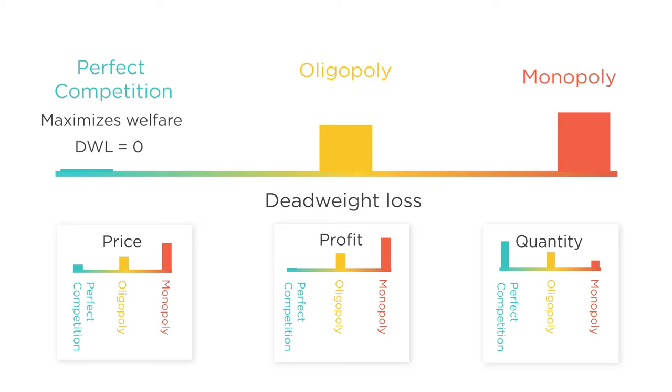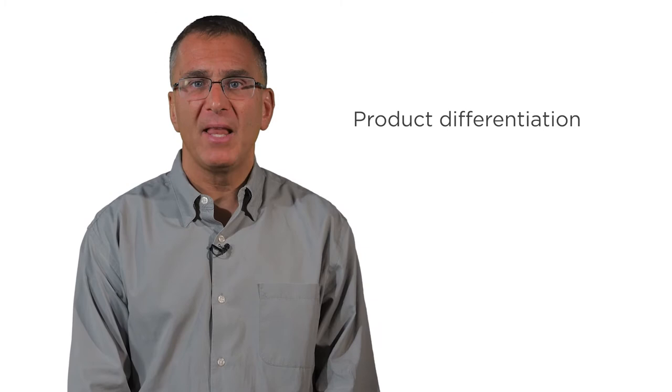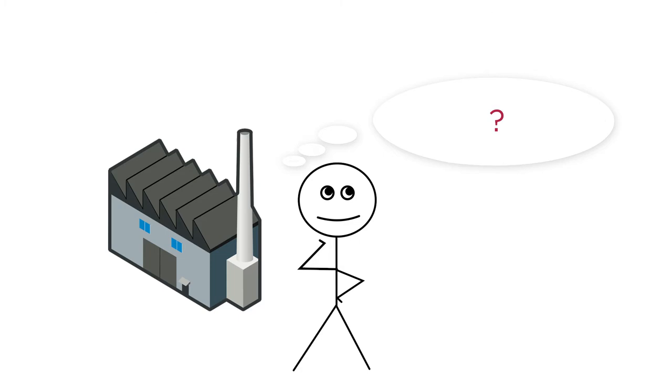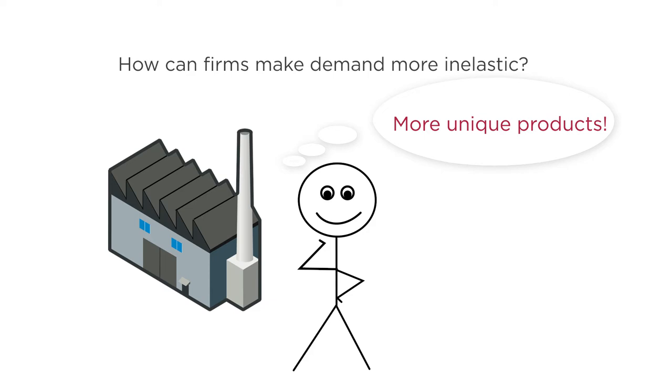The second interesting lesson that's emerged is that oligopoly firms do have one tool to try to escape the competitive pressures that they face: product differentiation. We've seen before how market power is driven by inelastic demand. The more consumers can substitute away from a firm's product, the less profit the firm makes. So how do firms make it harder for people to substitute away from their products? How do they make demand more inelastic? By making their products more unique. It's tough to substitute away from goods that are more unique. There just aren't many, or even any, good substitutes.